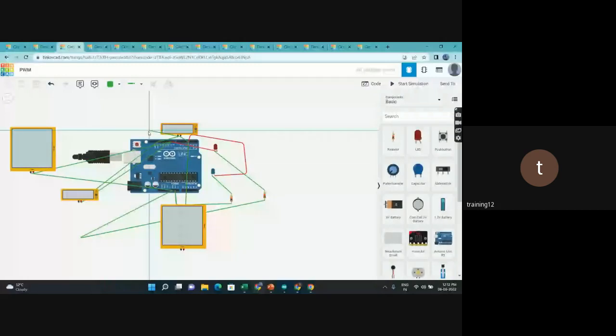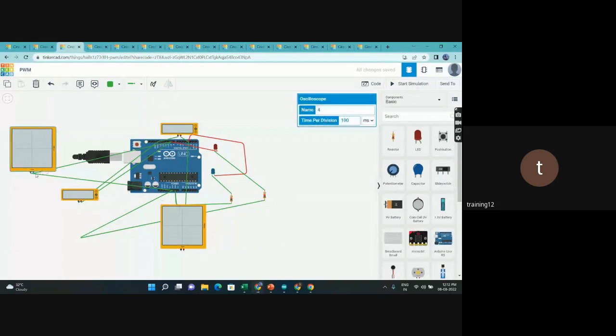The negative pin is connected to the ground of the Arduino. Also for the oscilloscope, there are positive and negative pins. The positive pin is connected to the 9th pin, and the ground pin is connected to the ground. This is the negative pin, and the positive pin is connected to the 3rd pin.